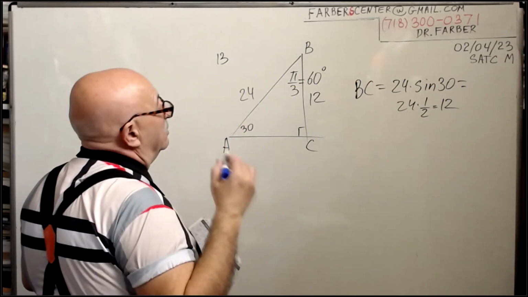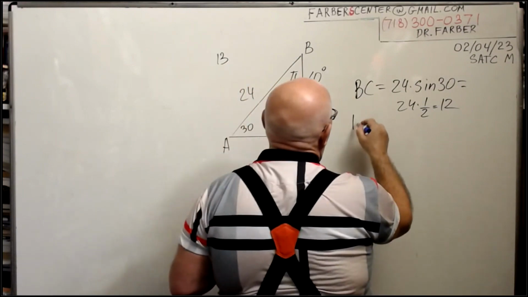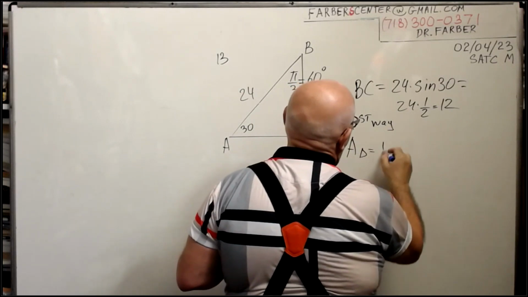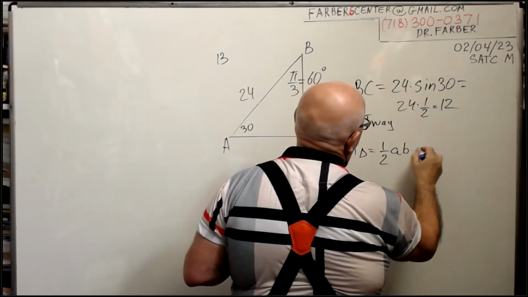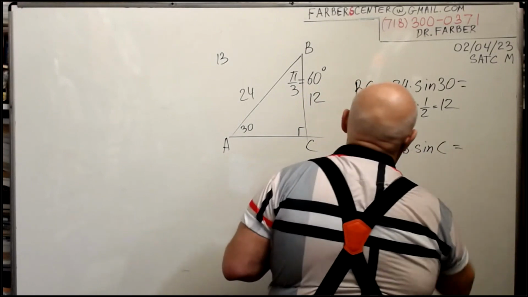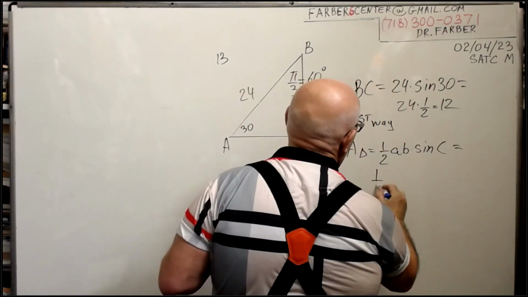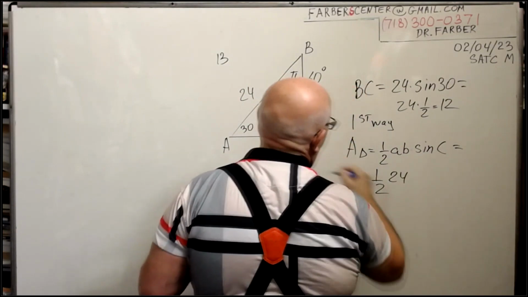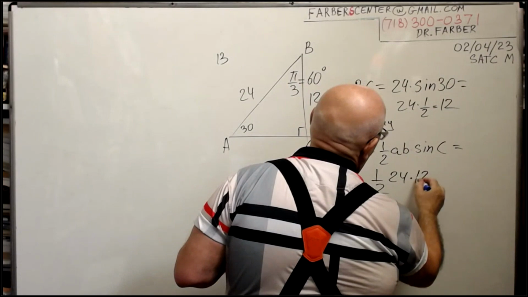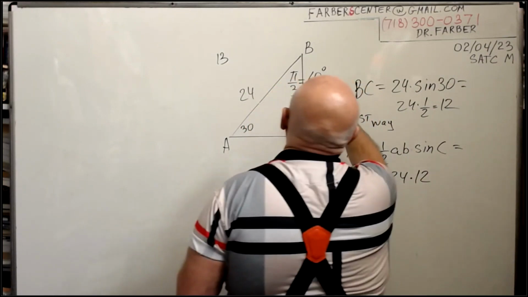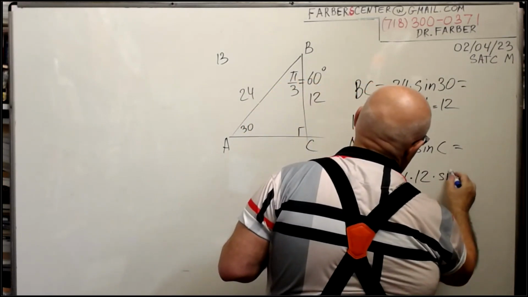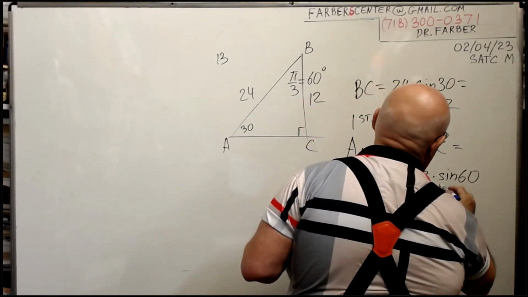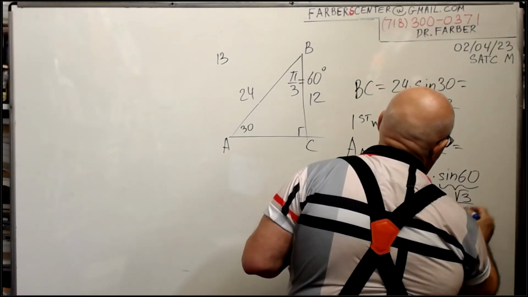And now you can use the first way. Area of triangle equals 1 over 2 AB times sine of C. In our case, 1 over 2, 24 times 12 times sine of 60, or sine pi over 3. Sine of 60 is, you remember, is the same like square root of 3 over 2 in one line.